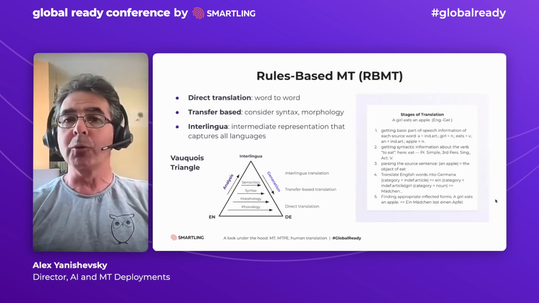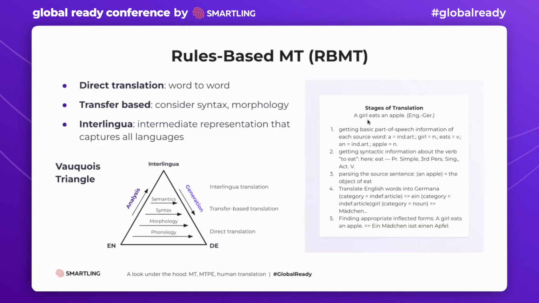So as I said, rules-based, very simple. We have a sentence, we parse the sentence, we say, okay, a girl eats an apple. Well, all right, girl's a noun, eats is a verb, right? In the present tense, apple is also a noun. We do the same thing in German, and that's how we get to our translation, right? Now, the problem with this is you need to write an enormous amount of rules when you're translating from one language to another, right? You need to write rules for both languages, right?